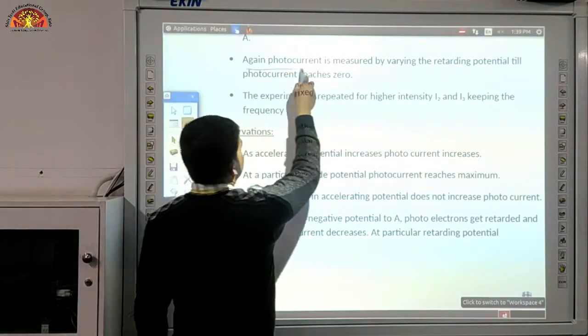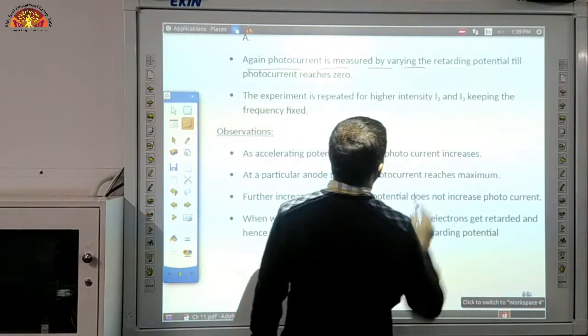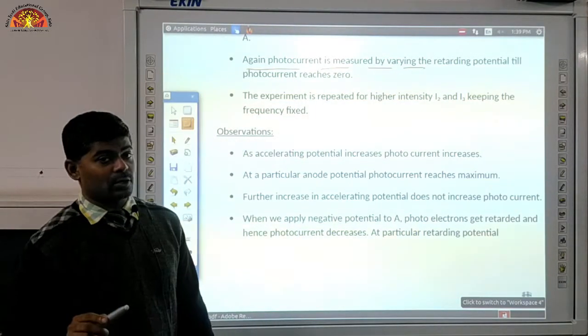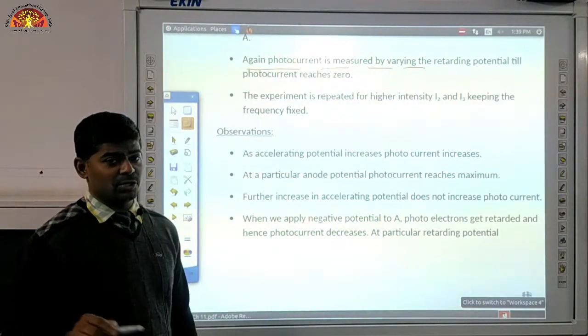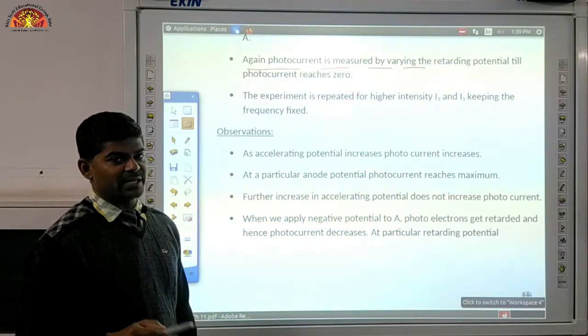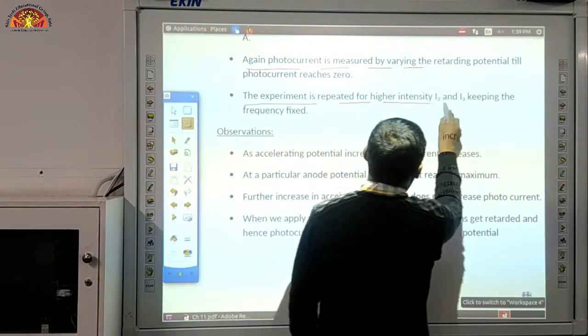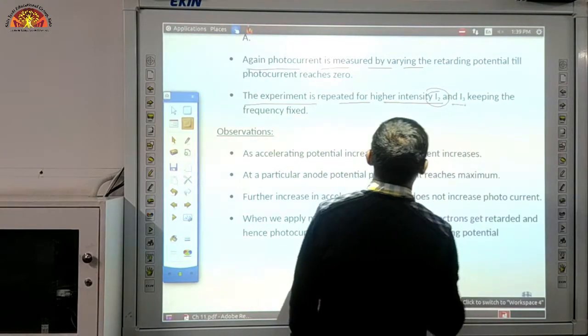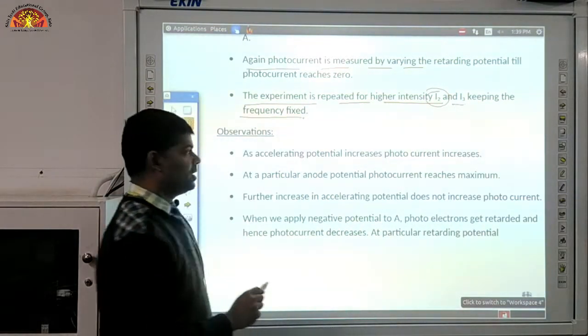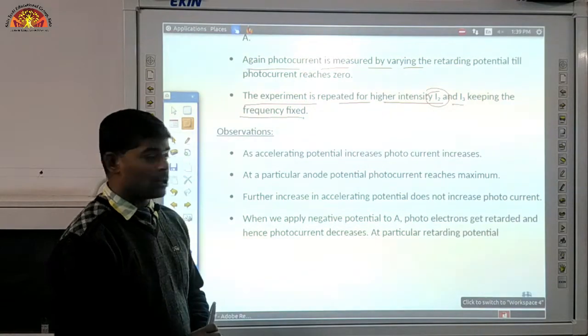Now again the photocurrent is measured by varying the retarding potential till the photocurrent reaches 0. जब तक photocurrent 0 नहीं होता तब तक retarding potential को vary करते हुए इस experiment को हमें करते रहना है बच्चों. The experiment is repeated for higher intensities I2 and I3, keeping the frequency fixed. Frequency fix रखते हुए इस experiment को हमें करना है बच्चों.